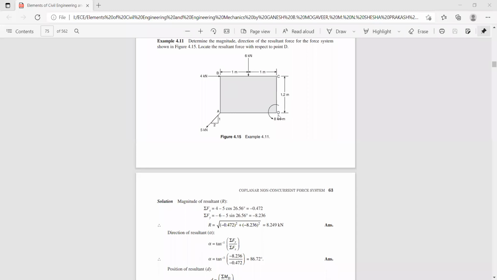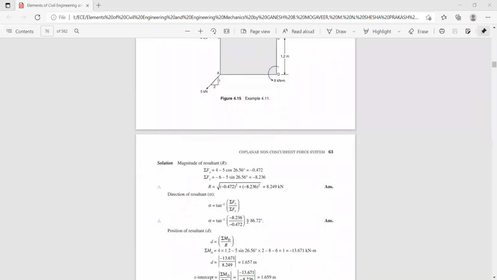Now you can see here at point D you already have an existing moment. You can see this arc. At point D, it is subjected to an existing moment of 8 kilonewton meter. So directly consider its value without multiplying with the distance, because it's already a moment. Here it is in the anti-clockwise direction. Hence sigma Md is equal to minus 5 sine 26.56 into 2 plus 4 into 1.2 minus 8.